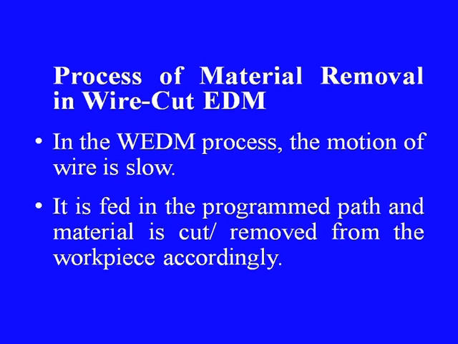Now, let us see the process of material removal in the wire cut EDM process. In the wire EDM process, the motion of the wire is very slow. It is fed from the programmed part and material is cut or removed from the workpiece accordingly. Electrically conductive materials are cut by the WEDM process by electrothermal mechanisms. Material removal takes place by a series of discrete discharges between the wire electrode and the workpiece in the presence of a dielectric fluid, which we have already discussed as in the case of normal EDM.